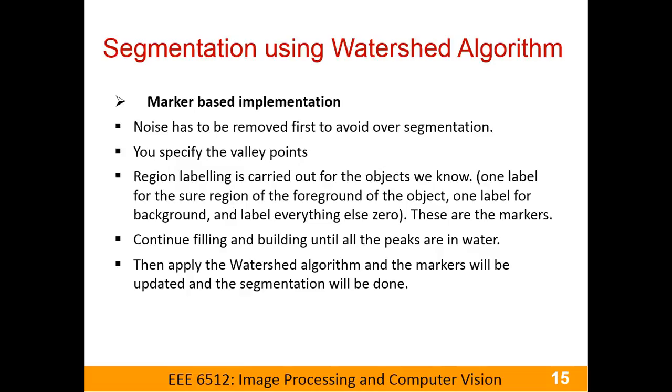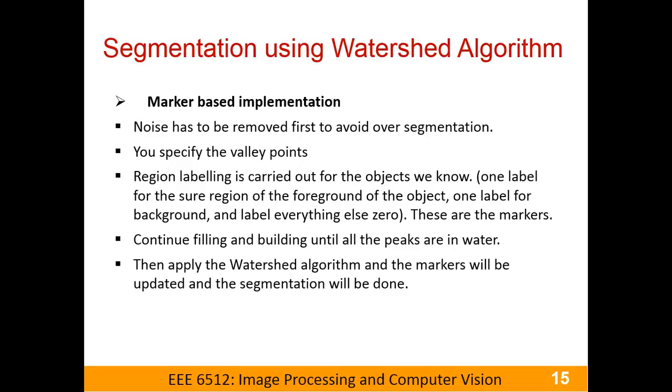If we are sure that a particular region is part of the background, we give it another label, and everything else we label 0. So these are the markers. Then we apply the watershed algorithm, that is, we continue filling the valleys with different colored water and building barriers until all the peaks are in water. Then the markers are updated and the segmentation is done. So this is the basic concept behind the watershed algorithm.